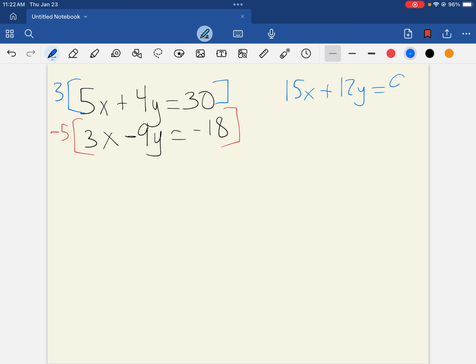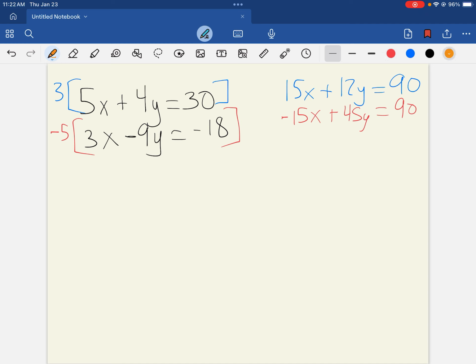What this is going to turn into is I'm going to have 15x plus 12y is equal to 90. I'm going to have negative 15x plus 45y, and I need to find a calculator, so I can do 8, I think that's 90. I'm still going to double check on a calculator. Yep, okay, so it's going to be 90. And it's negative 18 times negative 5, so that's why it's a positive.